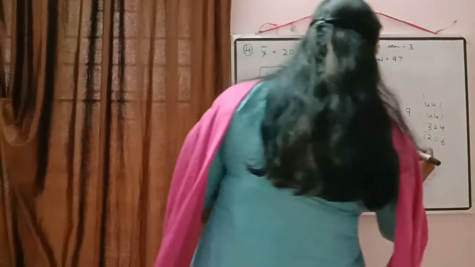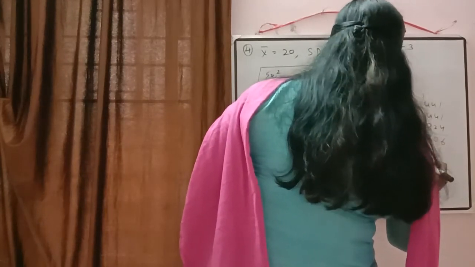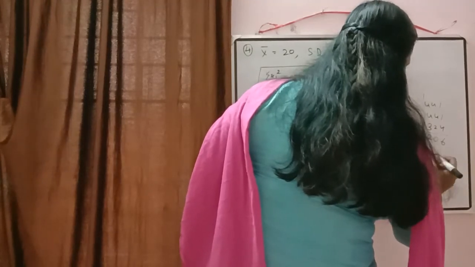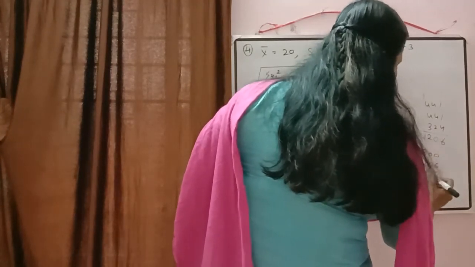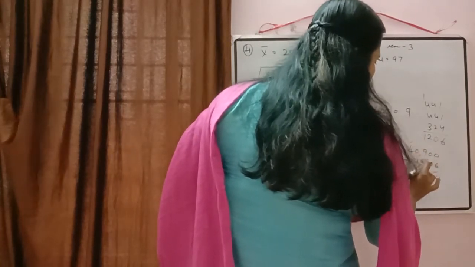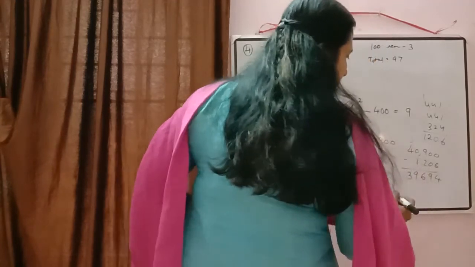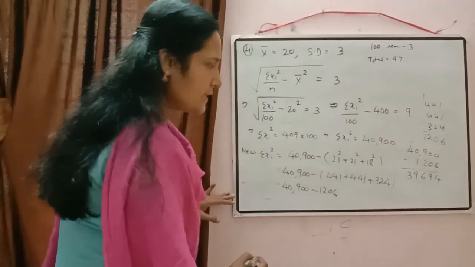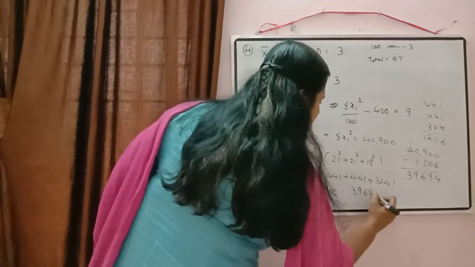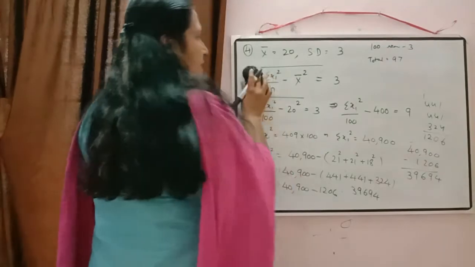1,206. Now we'll do the subtraction. 40,900 minus 1,206. So we'll get there 10 minus 6, 4. Here 9 will come. 8 minus 2, 6. Here 10 minus 1, 9. So we'll get there 39,694. That is the new value of sigma xi square.